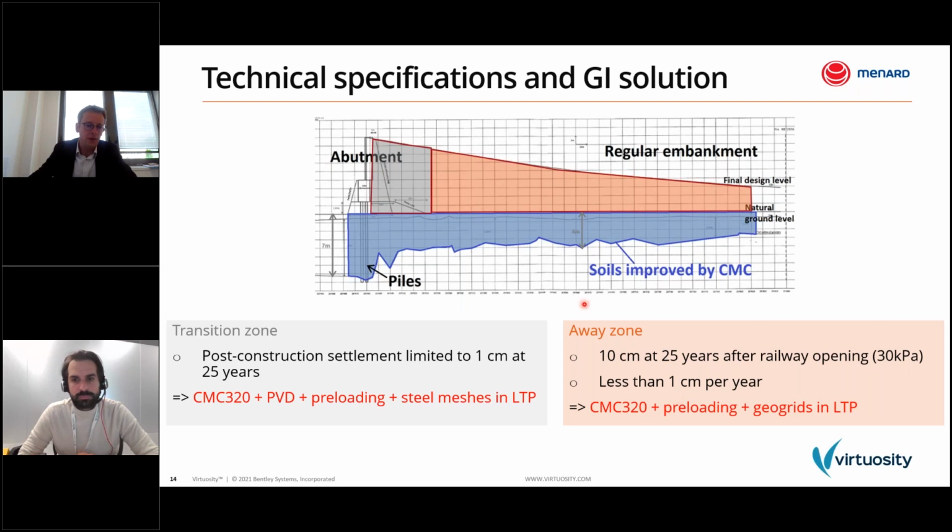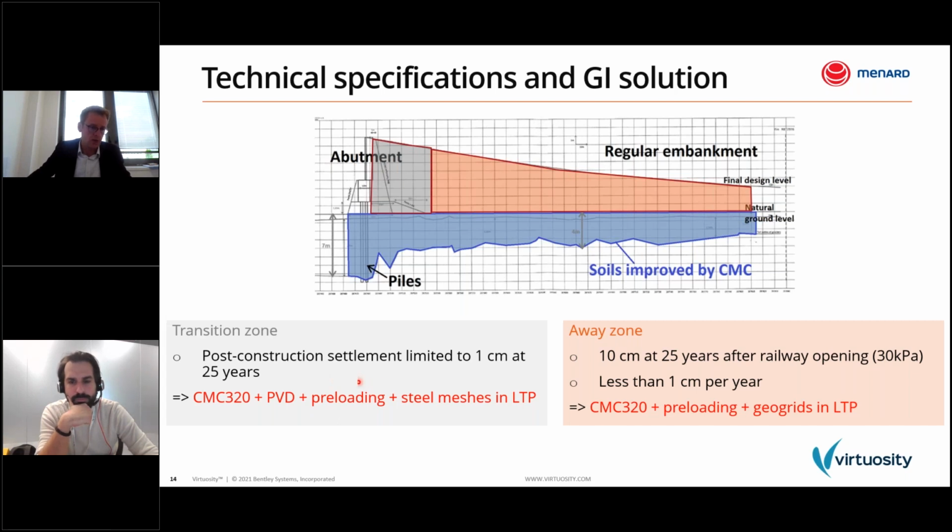Now, if we focus on the transition zone, here in gray, it's a transition zone between the abutment on piles and the regular embankment. And here, the technical specification was really stringent. The post-construction settlement was limited to 1 centimeter at 25 years, so total settlement less than 1 centimeter after construction.